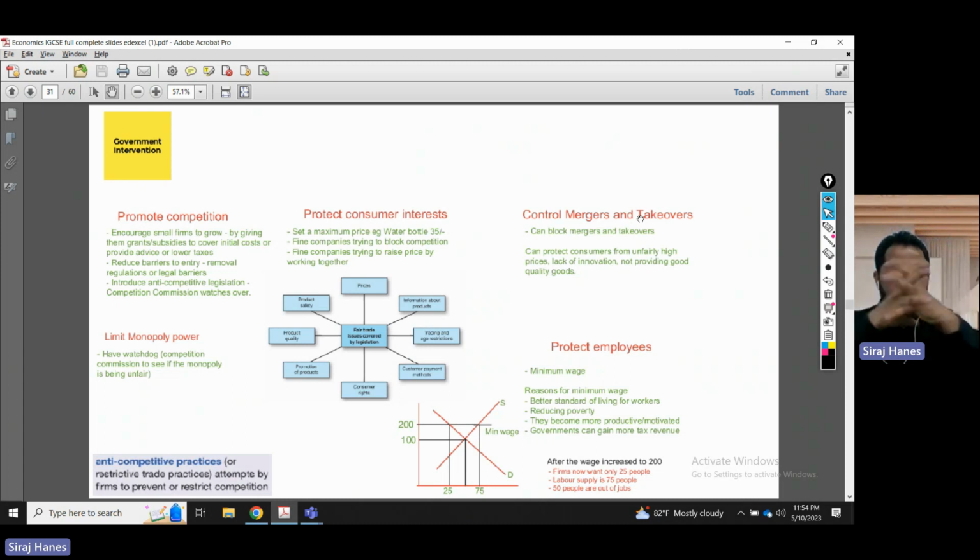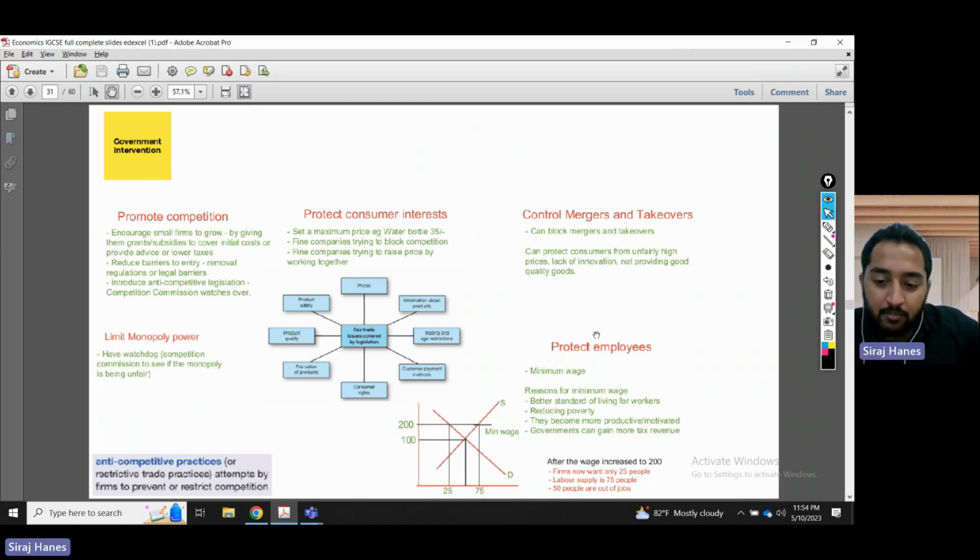Some firms try to merge and become one big firm. They can block off these mergers and takeovers. Because when you become a big firm, you're going to exploit the customer because you're so big. So they're going to protect customers from unfairly high prices, lack of innovation, not providing good quality goods. Stop these mergers and takeovers. Let the competition go. Consumers will benefit. So they're going to control monopolies and mergers.